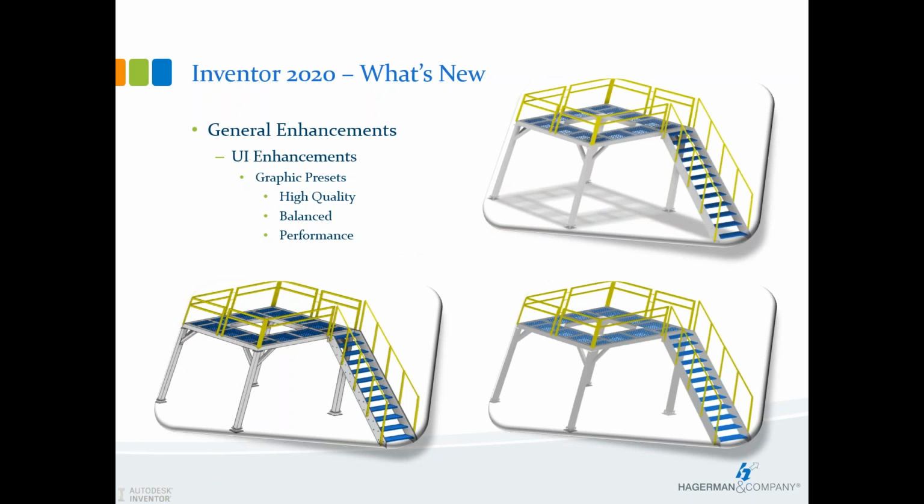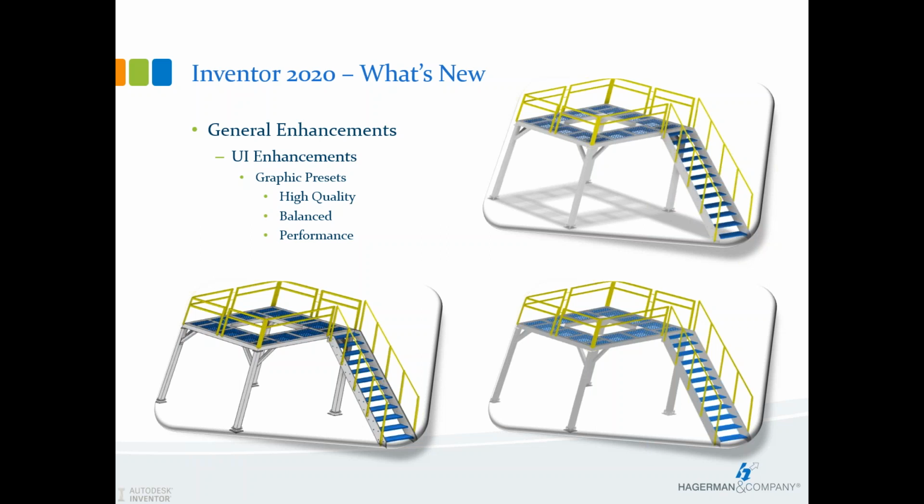These have been here in the past in the application options on the hardware tab. They're just now on the view tab in the modeling environment. So we have the high quality, the balanced, and the performance. The high quality in the upper right here, the balanced in the lower left, and then the performance in the lower right.